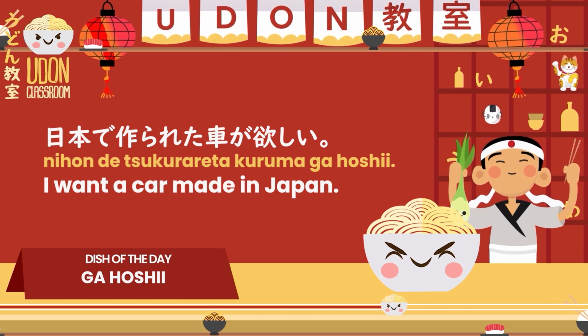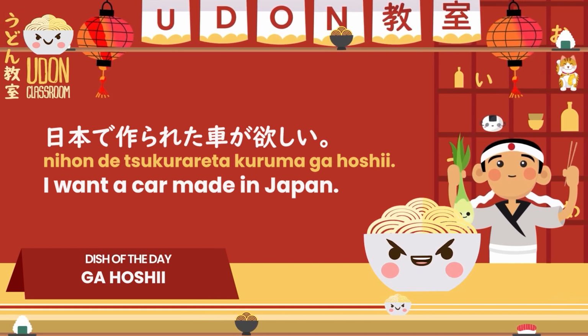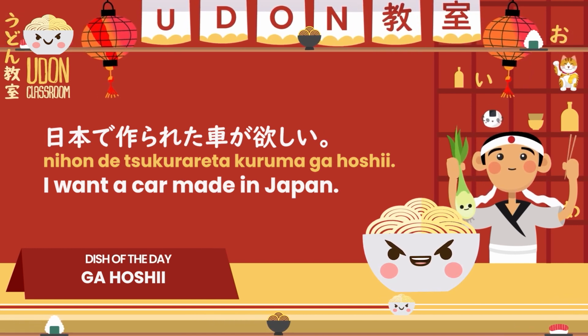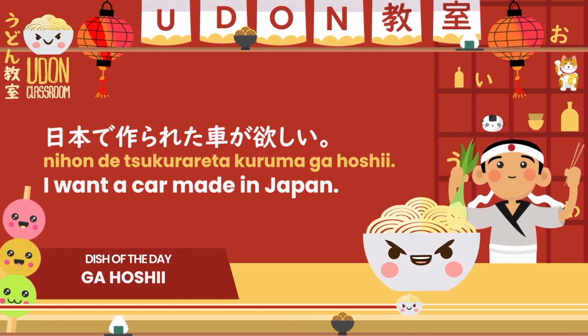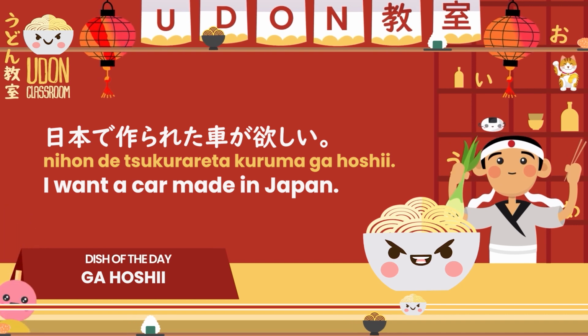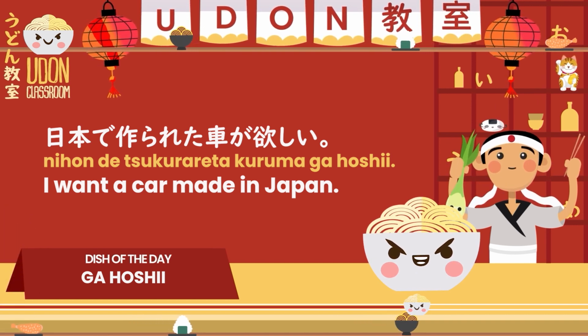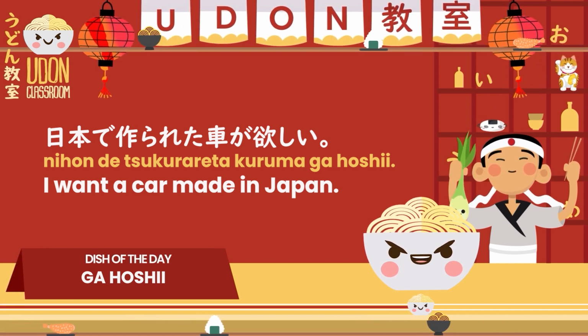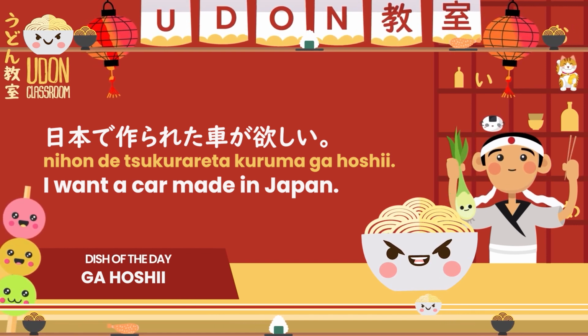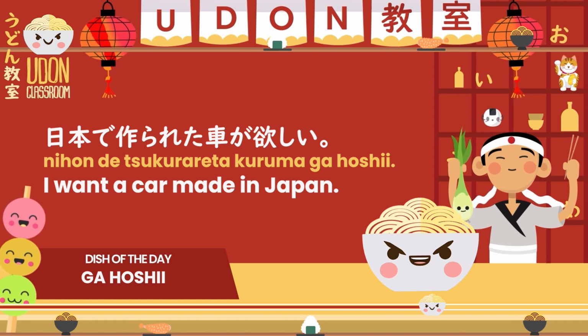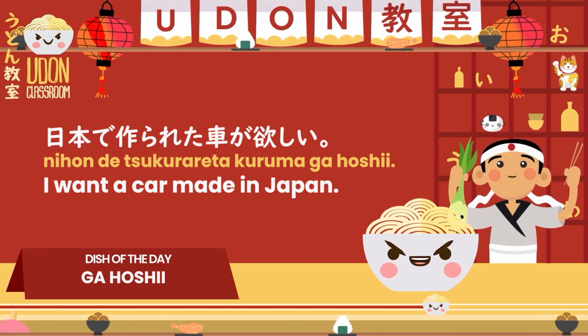And then let's have a look at the last sentence, a little bit more advanced, but you get the idea. So, 日本で作られた車が欲しい。I want a car made in Japan. Wow, so do I, actually. That would be great. So, hopefully now you guys have got to grips with this.